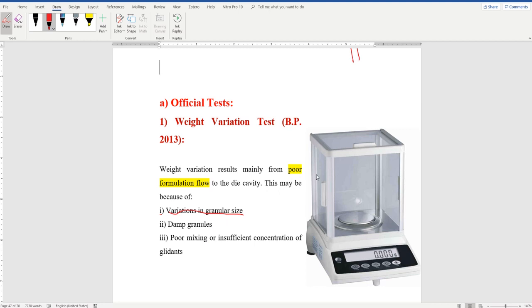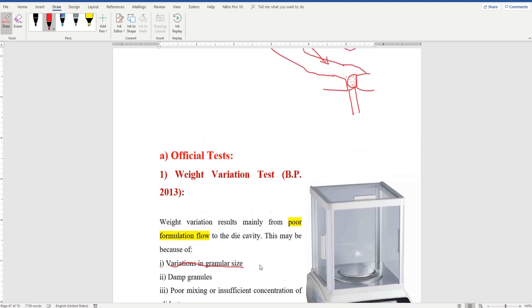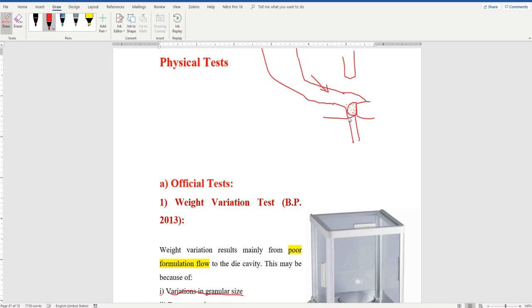Another reason why there might be poor flow is the glidant. Maybe I did not add sufficient glidant to the formulation, or I did not mix the glidant well in the formulation. This will cause poor flow. Eventually it will cause variation in the tablet weight.